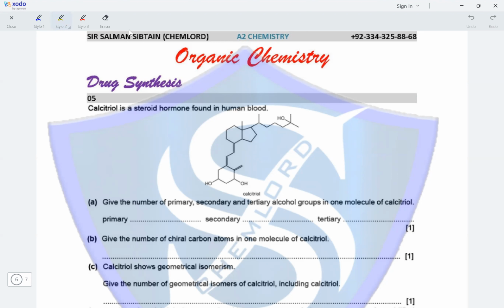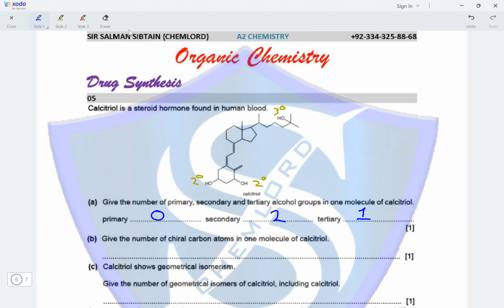Let's begin from the bottom left. This OH group is a secondary alcohol because it is attached to two R groups. The other OH is also a secondary alcohol attached to two R groups, and the OH on the top right is attached to three R groups, making it a tertiary alcohol. So we end up with zero primary alcohols, two secondary alcohols, and one tertiary alcohol.